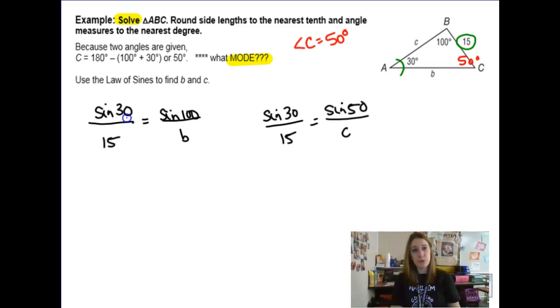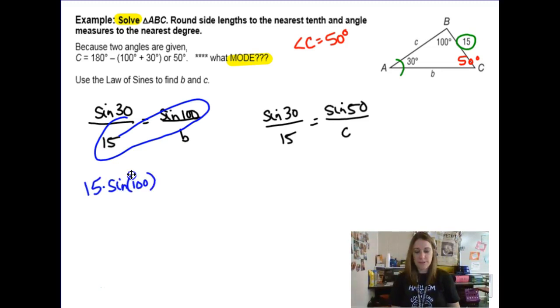All right, so when I solve the proportion, don't we cross multiply? So 15 times the sine of 100. That might help you to remember that there's going to be parentheses on your calculator. Equals B times the sine of 30. And then remember, if we're going to solve for B algebraically, one more step, I'm going to divide by the sine of 30.